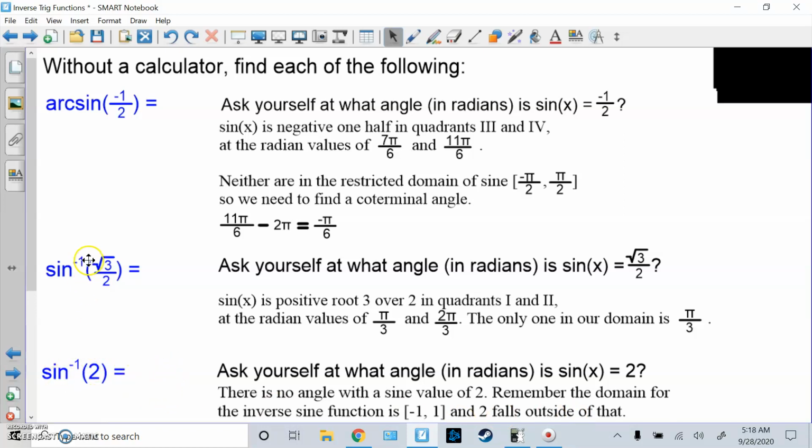Remember, if you see sine inverse or arcsine, that means this is talking about an angle. Remember, the number in the parentheses is supposed to be the value.